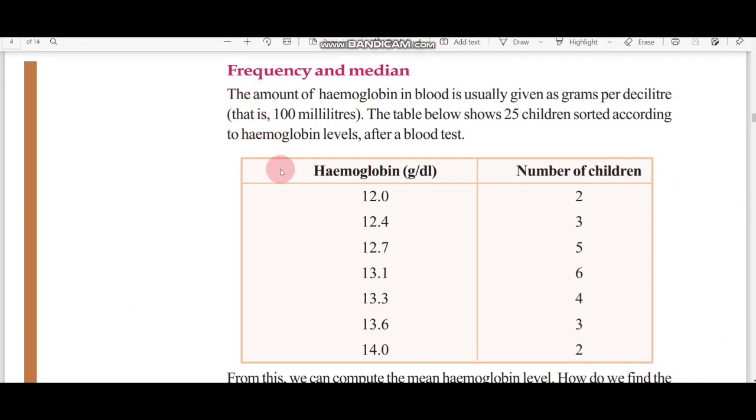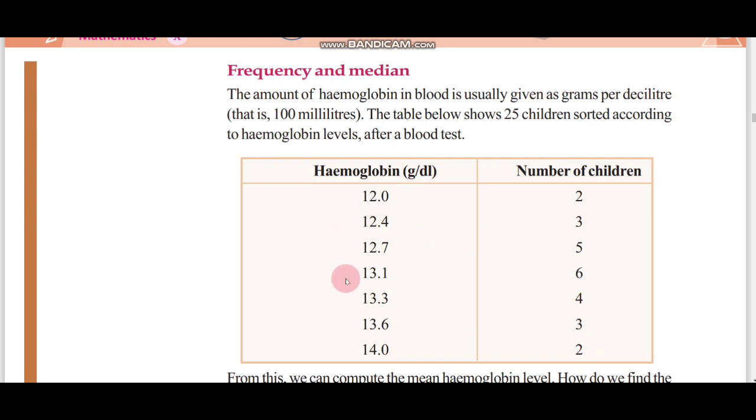Today we are going to move to the next section of our chapter, statistics, that is frequency and median. Okay, so we know what is median, right? Median means the middlemost item in a group of frequencies or a group of numbers. In the last class we had the observations only, but here we have a table. This table is called a frequency table. Then what do you mean by frequency table?